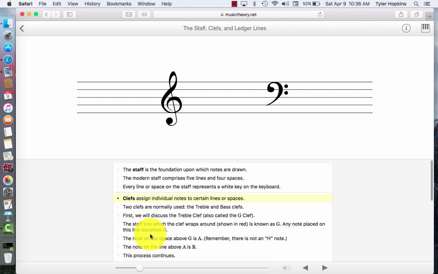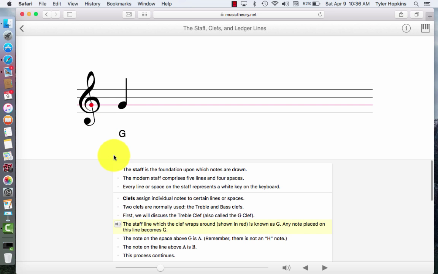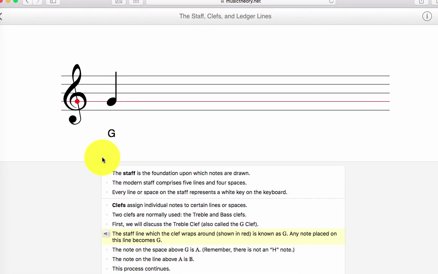Clefs assign individual notes to certain lines or spaces. As you can see here, the 2 clefs that are normally used are the treble clef and bass clef. First, we will discuss the treble clef, also known as the G clef. The staff line which the clef wraps around, shown in red, is known as G. Any note placed on this line becomes G, as you can see here.